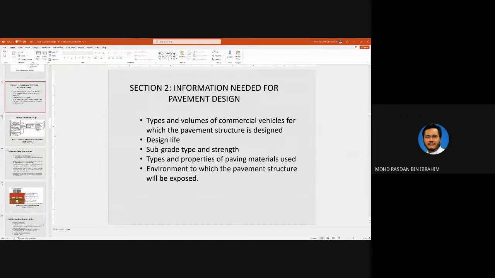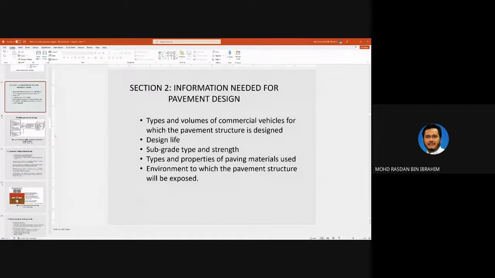First, you need the types and volumes of commercial vehicles. You can have a traffic count, but the most important input is actually the percentage of commercial vehicles, because they are the ones that will contribute to the highest deflection and stresses that need to be supported by the pavement. And then you need to know the design life.